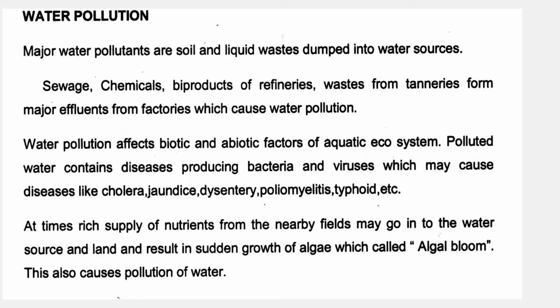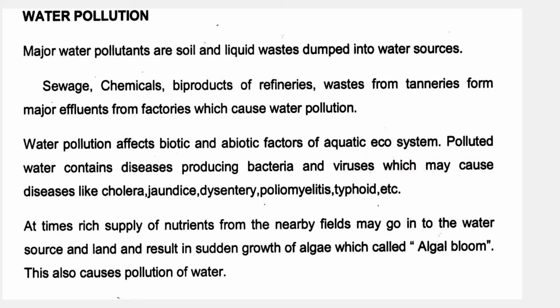Biotic factors are the small plants and animals. They are called planktons, right? And abiotic factors here are water, light, temperature. So they are forming the abiotic factors that affect aquatic ecosystem. Now polluted water contains diseases producing bacteria and viruses which may cause diseases like cholera, jaundice, dysentery, poliomyelitis and typhoid. What are the diseases that can be caused? Cholera, jaundice, dysentery, poliomyelitis and typhoid.